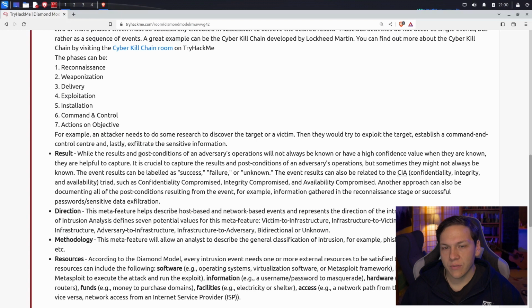Result. While the results and post conditions of an adversary's operations will not always be known or have a high confidence value, when they are known, they are helpful to capture.